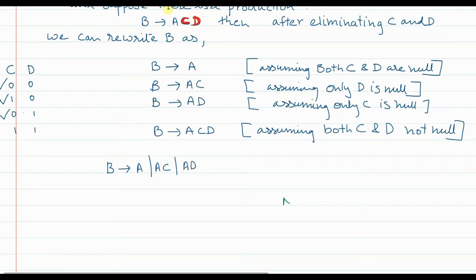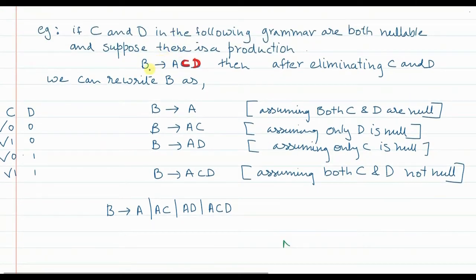So this is that production which I have written, B gives AD, assuming that only C is null and D is existent. And the last possibility here is both C and D exist. So when we assume that both C and D are valid, they have some valid value, that means they are retained. So you get the original term back, ACD. So the productions that contain nullable variables will have to be rewritten as this kind of production.